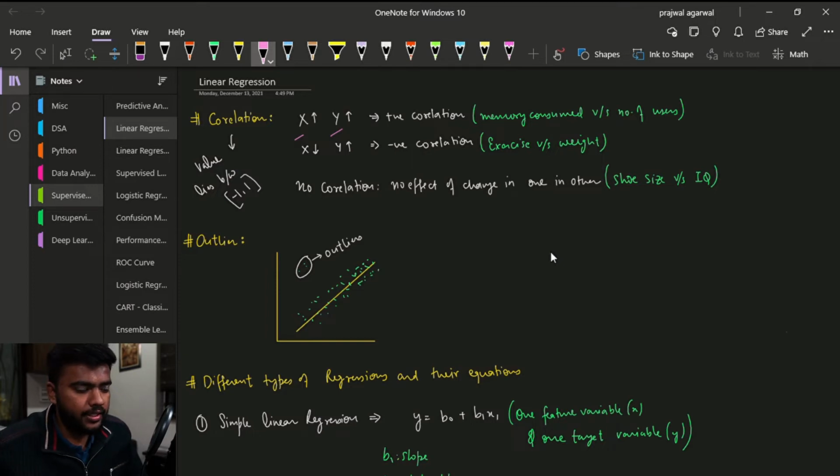And the negative correlation is when a decrease in one feature increases the other. For example, exercise and weight. So if you increase the exercise, then it is very likely that your weight will decrease.